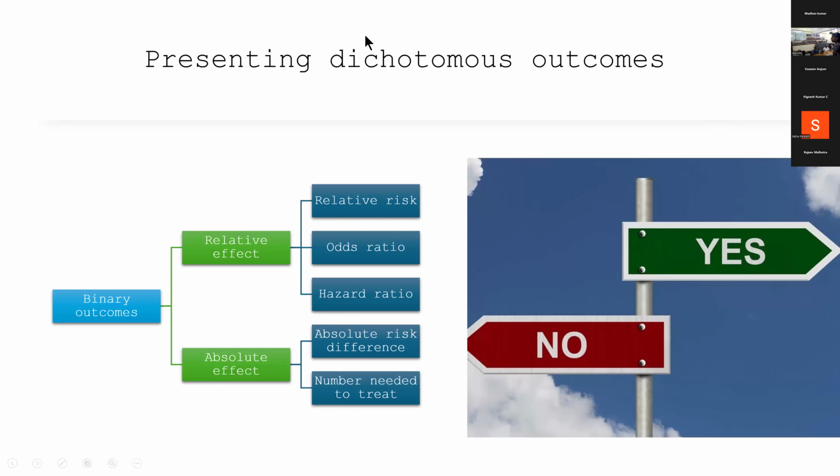We also looked at what dichotomous outcomes are. These are basically outcomes for which you have a yes or a no answer, for example, mortality. Now, how do you present dichotomous outcomes? You can present them as relative effects or as absolute effects.